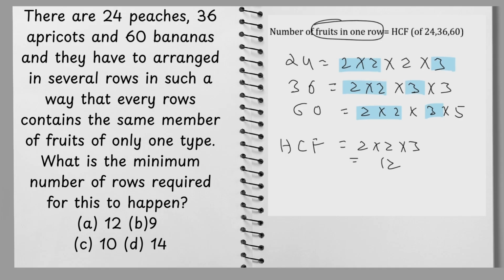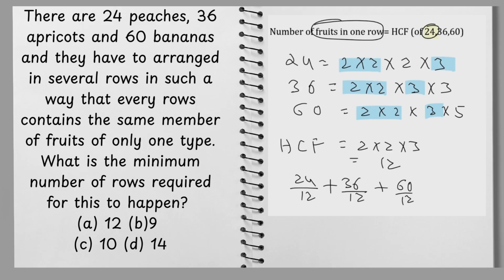Now check here. We have 24 fruits of one kind. So if I have to arrange them with 12 fruits in one row, the number of rows for this fruit will be 24 over 12. Similarly, for the other fruit, which is 36 in number, 36 divided by 12 will give you the number of rows for this fruit. And finally, it is 60 divided by 12, which gives you the rows for the third kind of fruit.